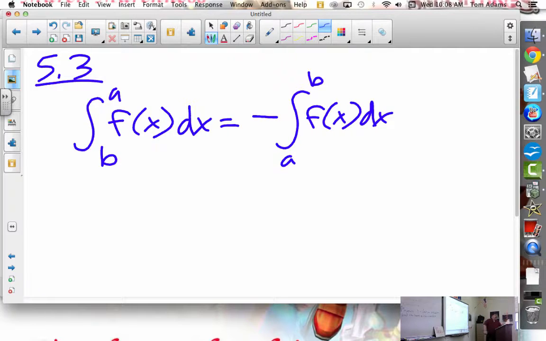I don't know if we'll do the proofs for some of these identities today because we don't have enough time. But you should write these down. This is the order that they teach it in the book.